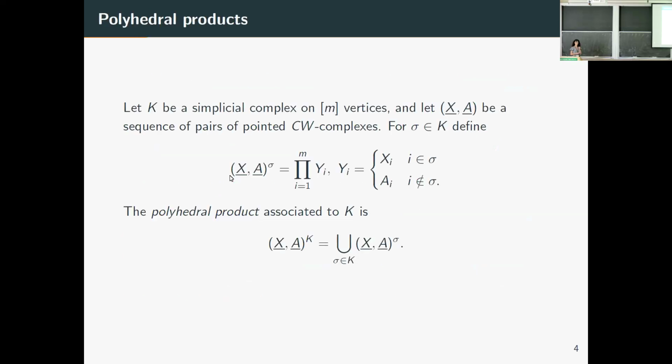So we want to look at this for polyhedral products. So what is a polyhedral product? Well, let K be a simplicial complex on the vertex set M, and let (X, A) be a sequence of pairs of pointed CW complexes. For each face sigma of K, we can define (X, A) to the sigma as a product of Y_i, where Y_i is equal to X_i if i is in the face sigma, and A_i if i is not in the face sigma. And the polyhedral product associated to K is found by taking the union over all the faces of K.